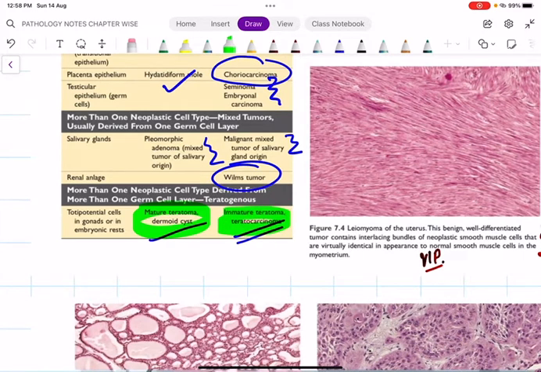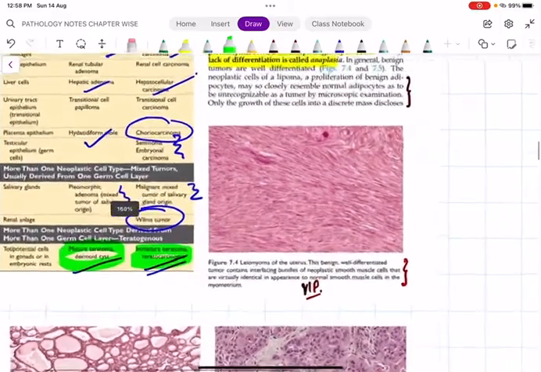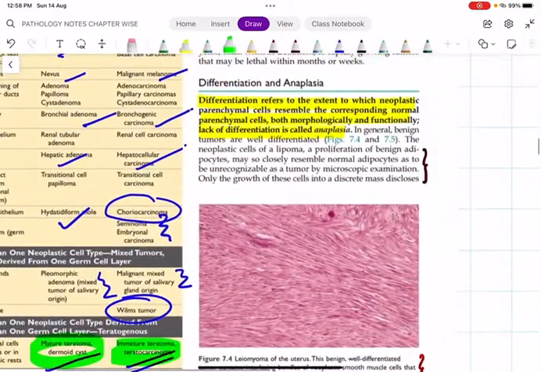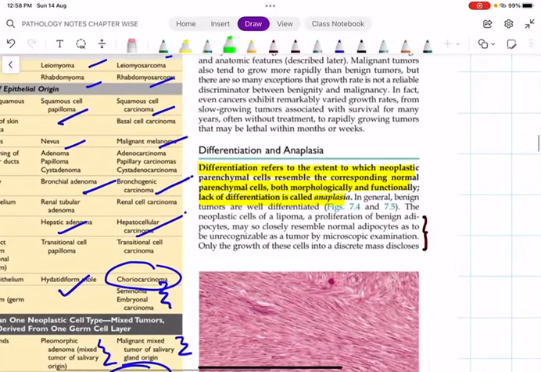Just for now, knowing this table will help to solve some of the MCQs, because we are going to see each and every one of these tumors in the subsequent chapters. Yes, you can see here, this is the leiomyoma. Now let us see what is differentiation and what you mean by anaplasia.